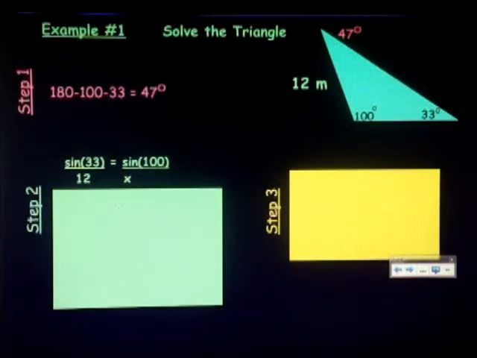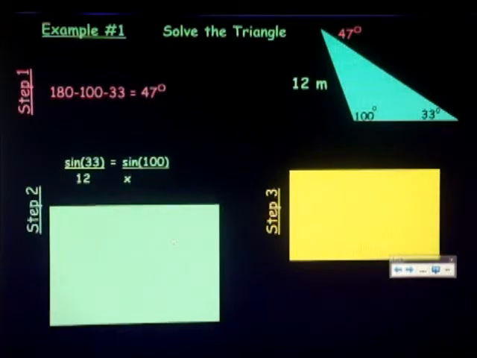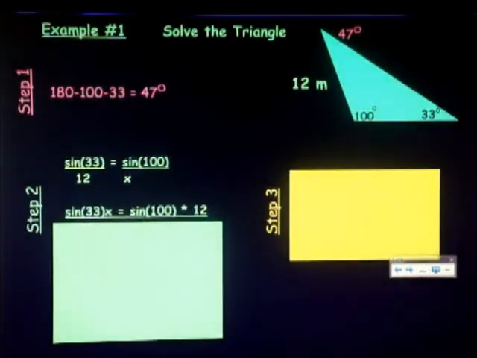What we want to do now is cross multiply. We've done that before, that's nothing new. We cross multiply: sine of 33 times x is equal to the sine of 100 times 12. To get x by itself, we're going to do what we did before as well. The only thing that's different is there are the two sines here.